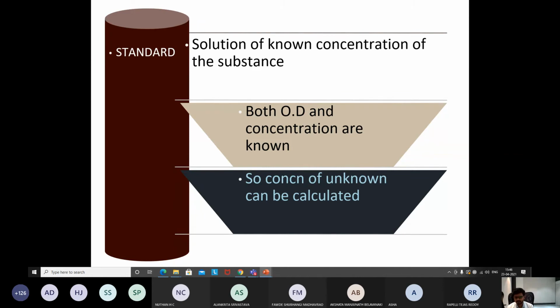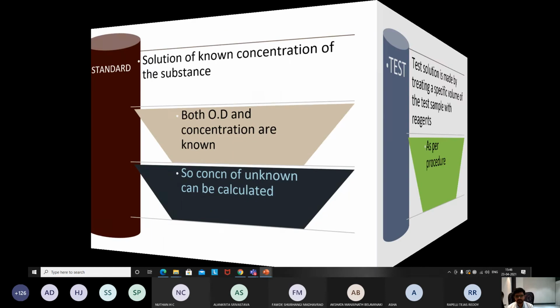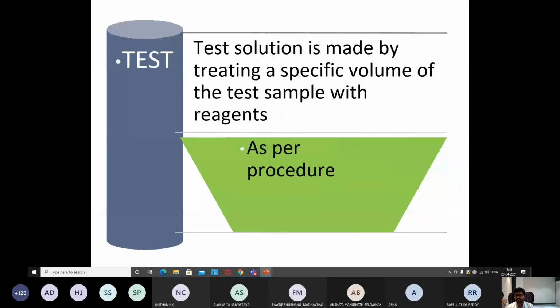So the concentration of the unknown can be calculated. Standards are used to calculate the unknown sample's concentration. The test solution is made by treating a specific volume of the test sample with reagents. Suppose you may take 100 microliter of serum to estimate the glucose, or you may be using only 10 microliter. That is what we call the test.